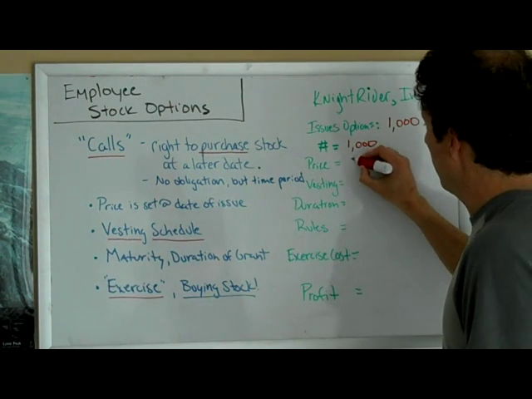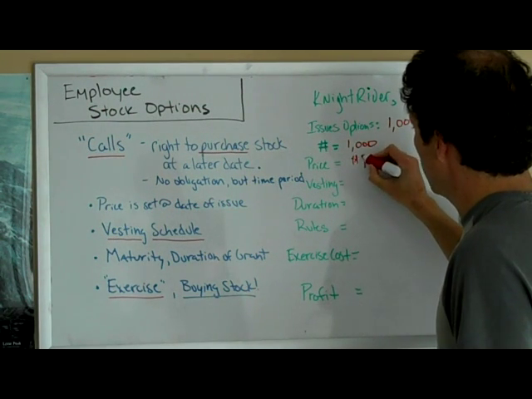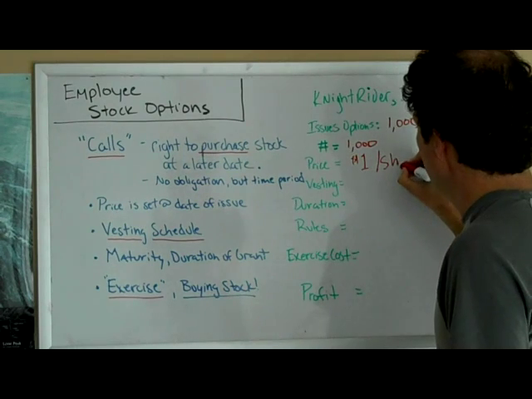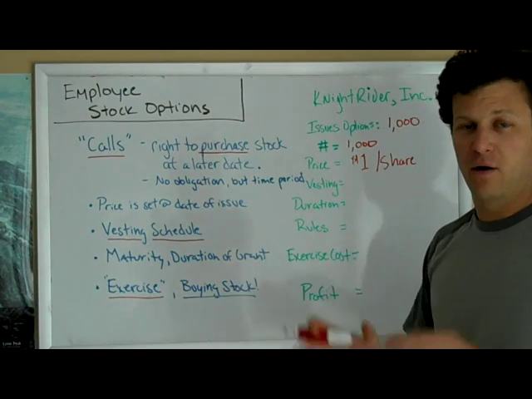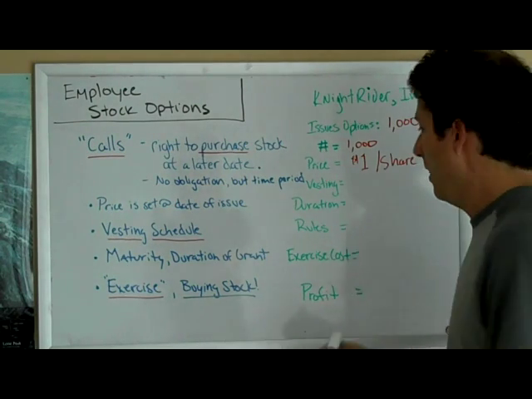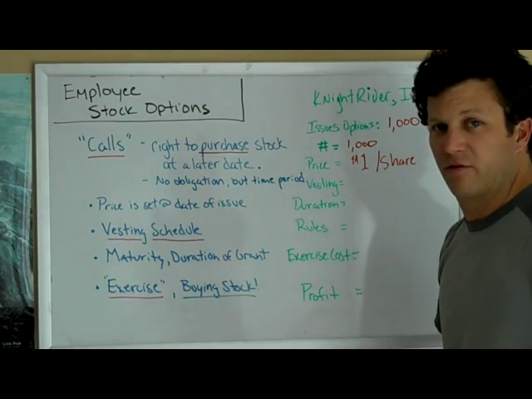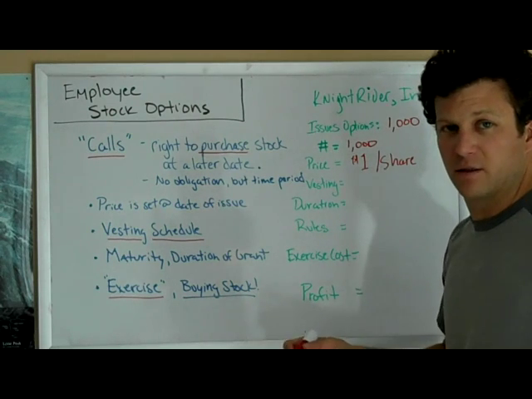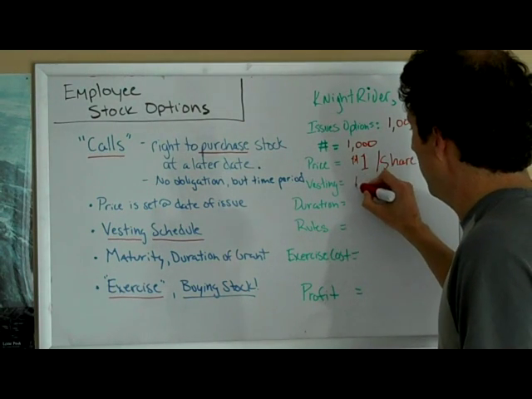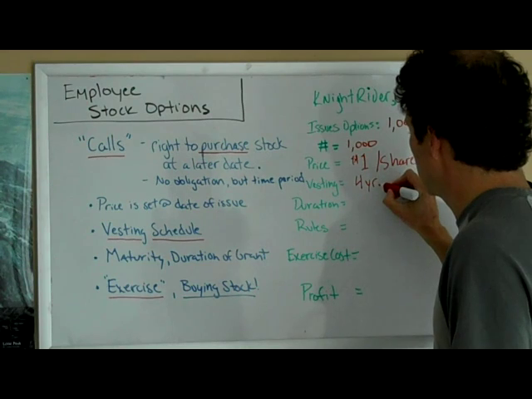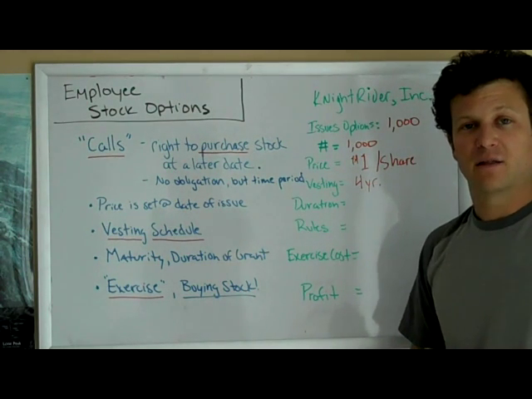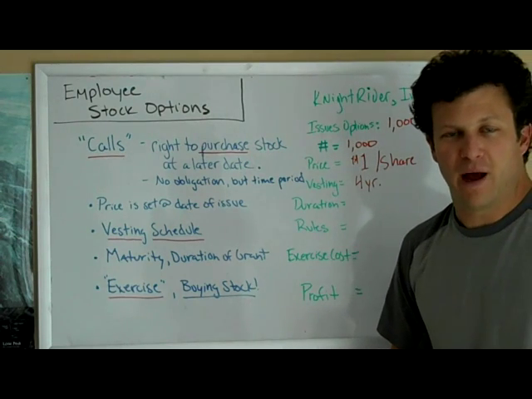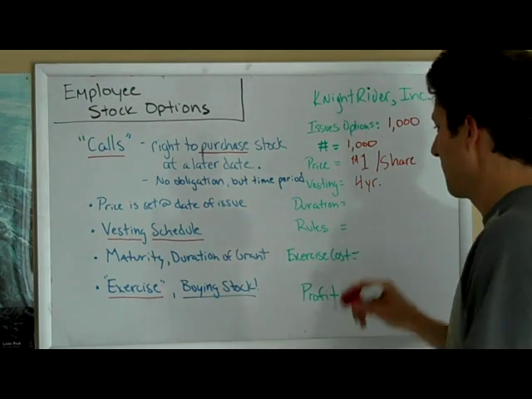And we'll say that the price is $1 per share. Okay? So they've given me 1,000 options at $1 per share, and they've said, okay, Matt, you don't get them all at once. You've got to take care of Kit and make sure that Knight Ridder makes his appearances. So I get them over a 4-year vesting schedule. And for simplicity's sake, we'll say that I vest every year. I get a quarter of my options at the end of the year.